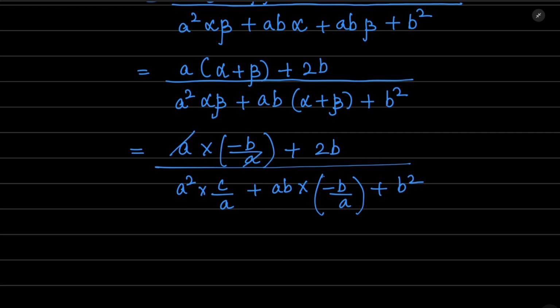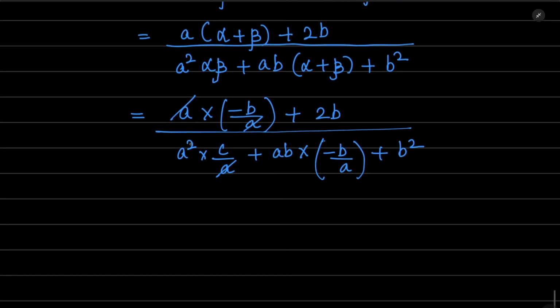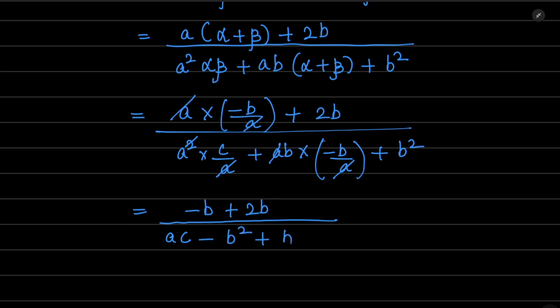So a gets cancelled in the numerator. Again, the denominator a square and a here also. Whatever gets cancelled, you can do that. And what is left in the numerator is minus b plus 2b, whole divided by, in the denominator you will have the first term is ac minus b square plus b square. This is what remains. Minus b square plus b square gets cancelled. What is 2b minus b? It is just b. b divided by, in the denominator you have ac. So this is your final answer.